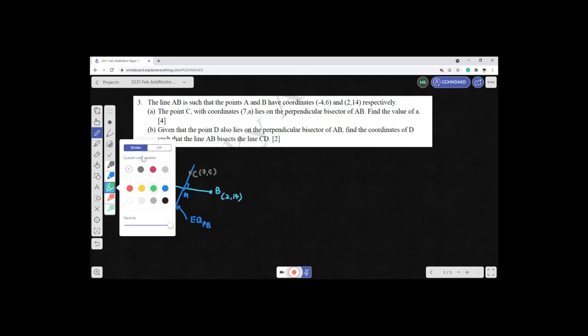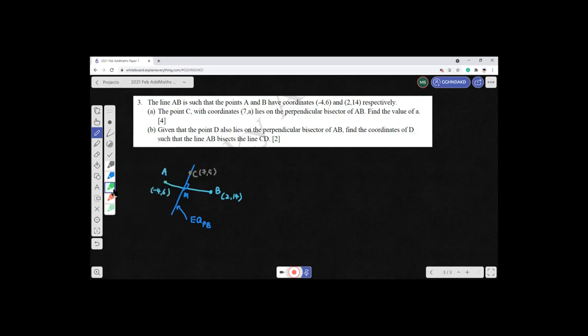So may I know what is the equation of the perpendicular bisector first? To find that, first of all, you need to find the midpoint. You need to find the midpoint first, bisector, right? Because I want to find the midpoint, only then I can find the bisector. So to find the midpoint, I have to add the two coordinates together, okay? From A and B, -4 plus 2 divide 2, 6 plus 14 divide 2 to find the midpoint.